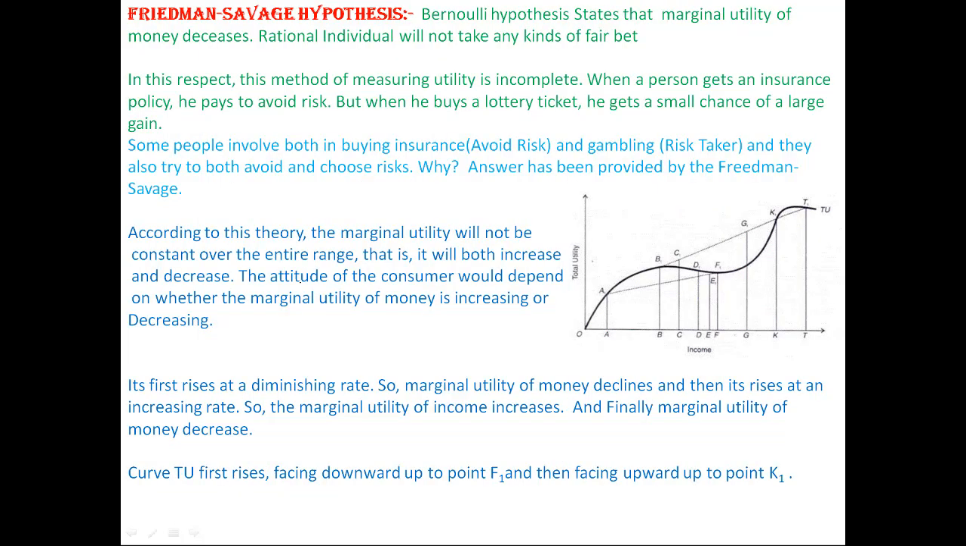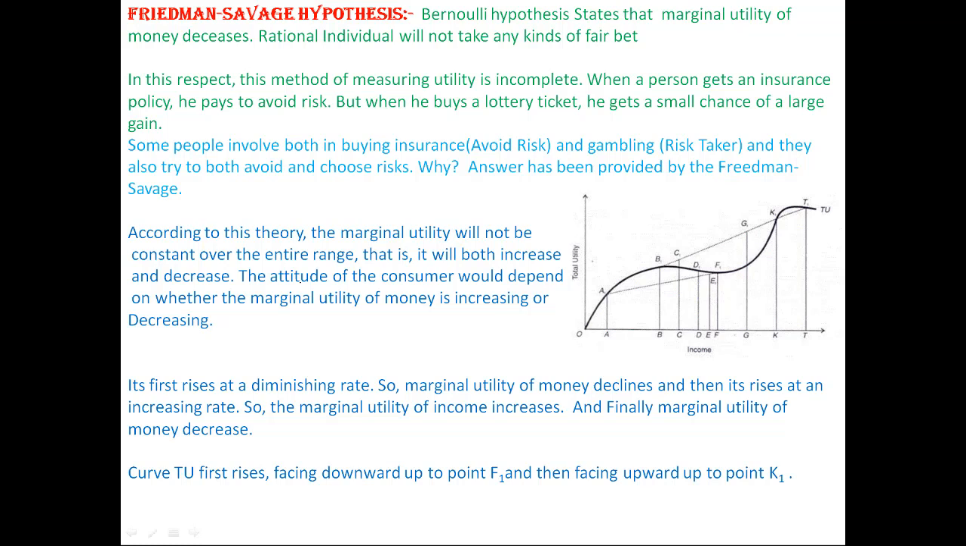Next we will discuss the Friedman-Savage hypothesis. It is an improvement of the Bernoulli hypothesis that marginal utility of money decreases; according to Bernoulli, a rational individual will not take any kind of gamble. But Friedman and Savage said that a rational individual will take both, gambling as well as insurance. Some people are involved in both buying insurance and gambling.